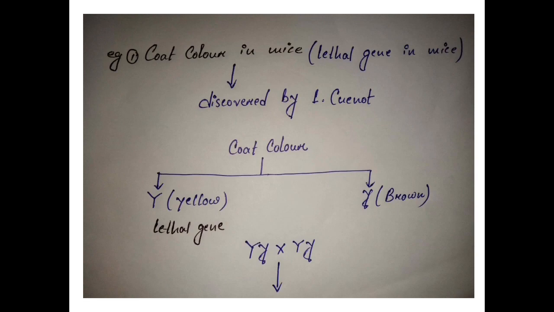The coat color in mice was first discovered by L. Cuénot. He observed that there are two types of coat color in mice, one is yellow color and the other is brown color. In this case, the dominant Y is responsible for yellow color and the recessive y is for brown color. And remember, this is a case of dominant lethal genes.